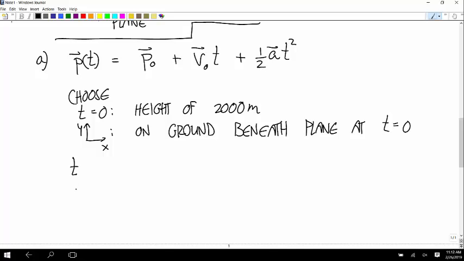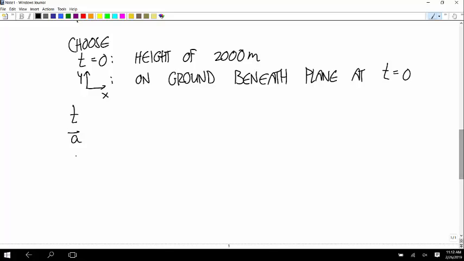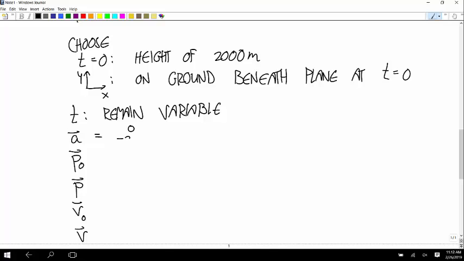Usually I set this up and we figure out which ones we know. T in this case is going to just remain a variable, and that's because we're trying to find position as a function of time. Acceleration is 0, negative 9.81. So even though it's the jets making the plane act like it's in free fall, we can treat this as a free fall problem because it's exactly trying to simulate that acceleration. The initial position is 0, 2,000.